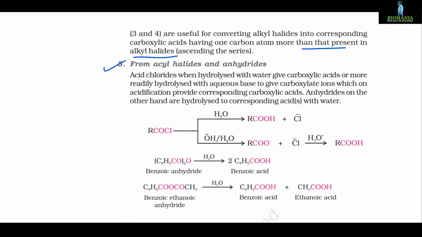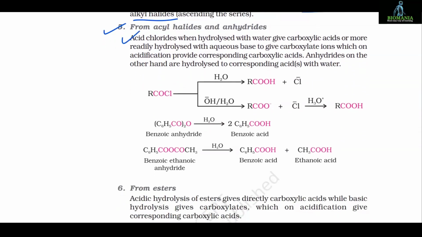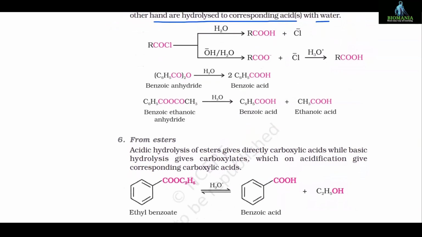Fifth, from acyl halides and anhydrides. Acyl chlorides when hydrolyzed with water give carboxylic acids, or more readily hydrolyzed with aqueous base to give carboxylate ions, which on acidification provide corresponding carboxylic acids. Anhydrides, on the other hand, are hydrolyzed to corresponding acids with water. Here you can see the reaction: benzoic anhydride is converting into benzoic acid, and benzoic ethanoic anhydride is forming benzoic acid plus ethanoic acid.